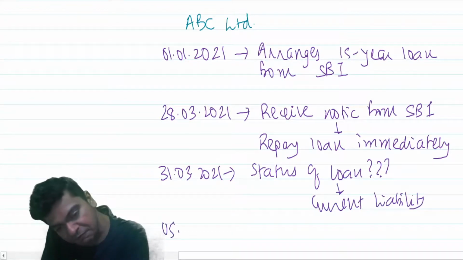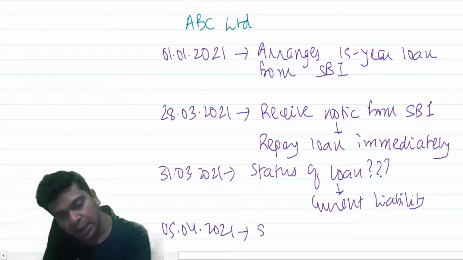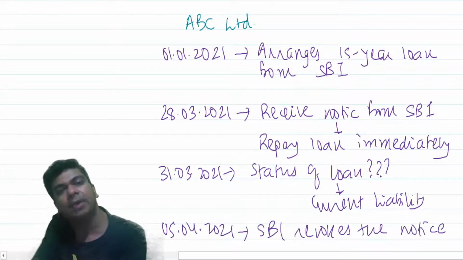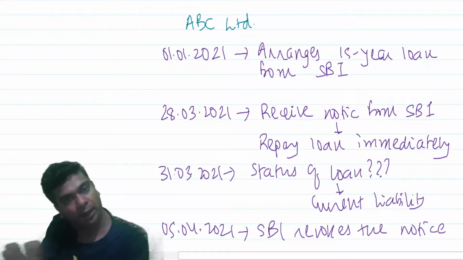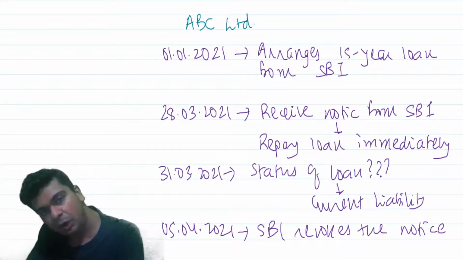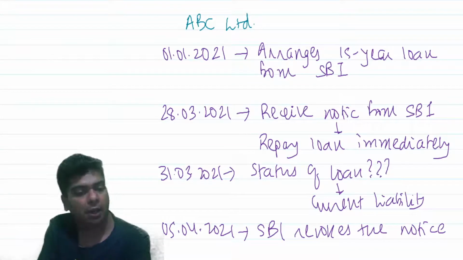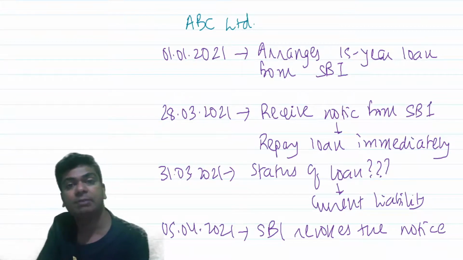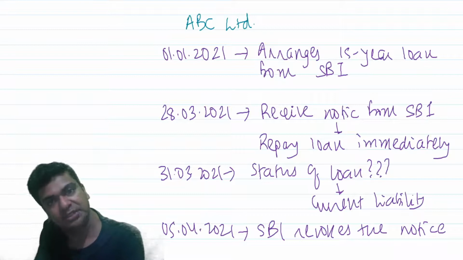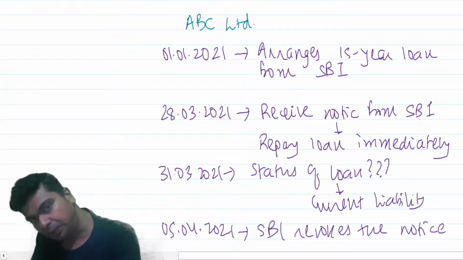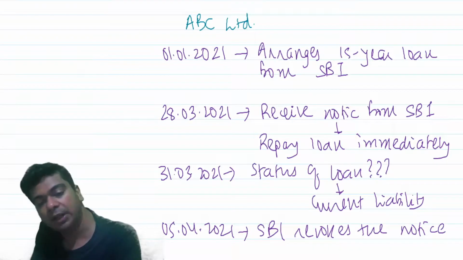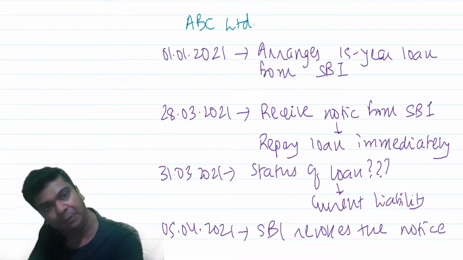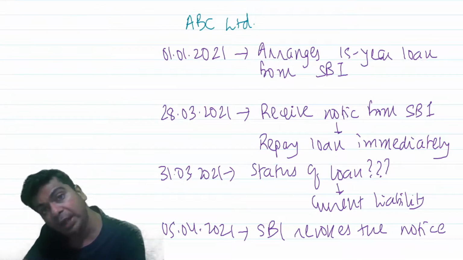And then on 5th April 2021, SBI revokes the notice. The earlier notice was to immediately repay it. Now SBI says there is no need to repay it immediately. Repay it over the agreed tenure of 15 years. On 5th April 2021, what is happening? There is a rectification of the breach of some covenant. Should I treat this as an adjusting event? Should I treat it as a non-adjusting event? On 5th April 2021, the moment SBI revokes the notice, the loan is no longer repayable. In other words, on 5th April 2021, the loan has again become non-current liability.